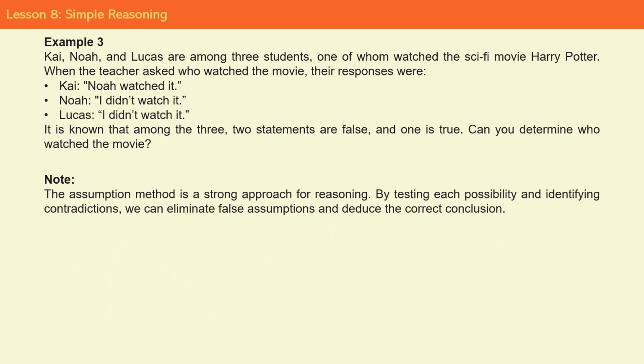The assumption method is a strong approach for reasoning. By testing each possibility and identifying contradictions, we can eliminate false assumptions and deduce the correct conclusion.